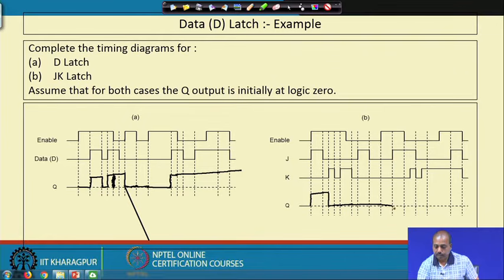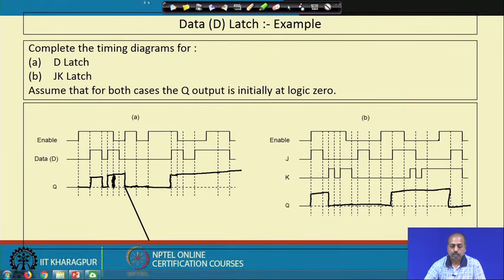And then at this point J is equal to 1. So, it will rise like this, and then enable becomes low. So, as a result nothing happens in this part of time, then enable becomes high at this point, okay. And then we have got J and K both high at this point. Okay. So, it will make a transition like this and it will continue like this. So, this way we can make the timing diagrams for this D latch and JK latch.